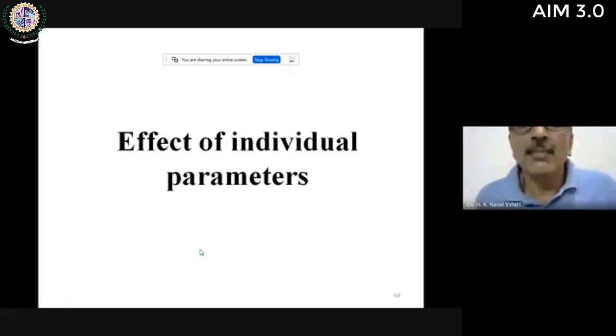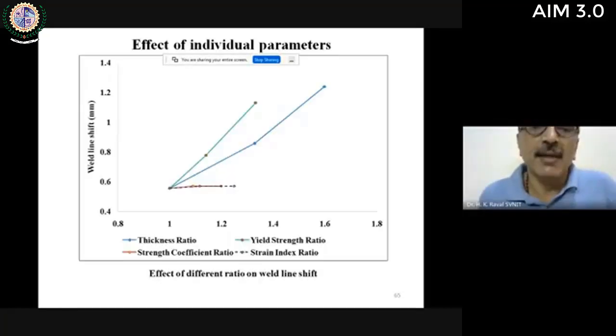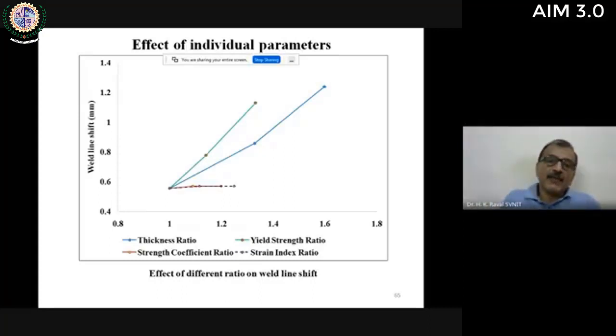We did some investigations of individual parameters as well. These are the glimpses we have already discussed. The thickness ratio and yield strength ratio are more significant parameters. That is why you find a lot of weld shift when you take the thickness ratio and the yield strength ratio.